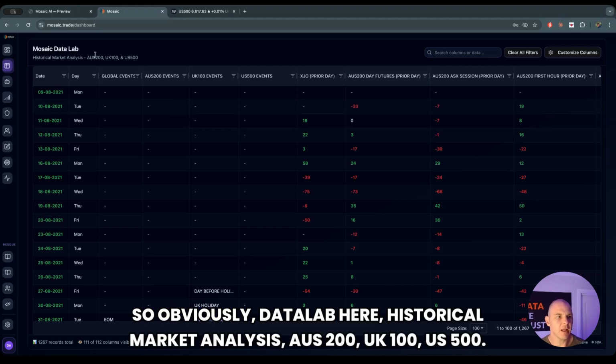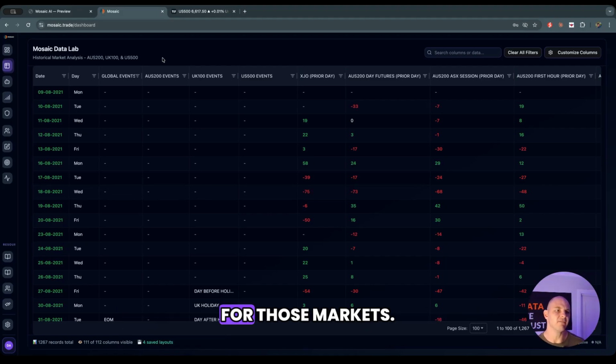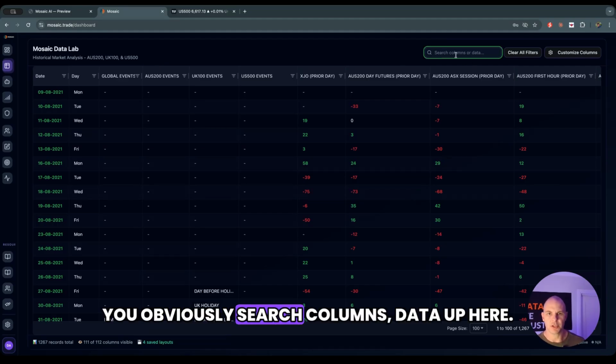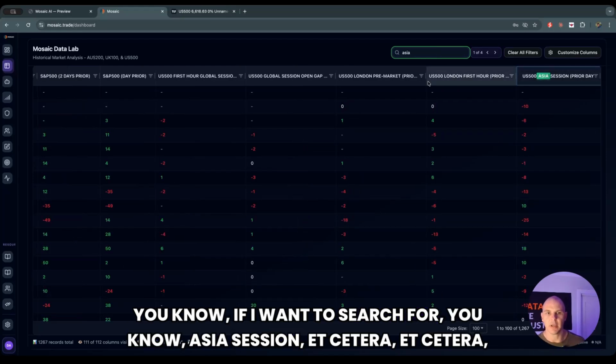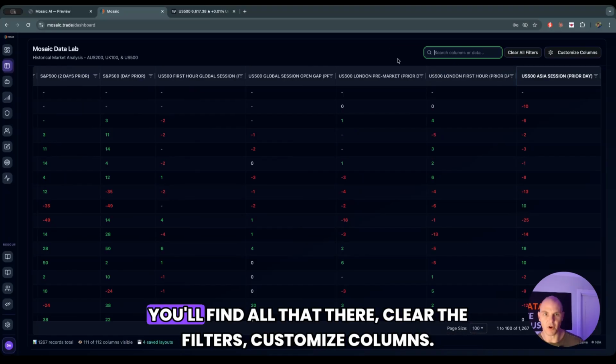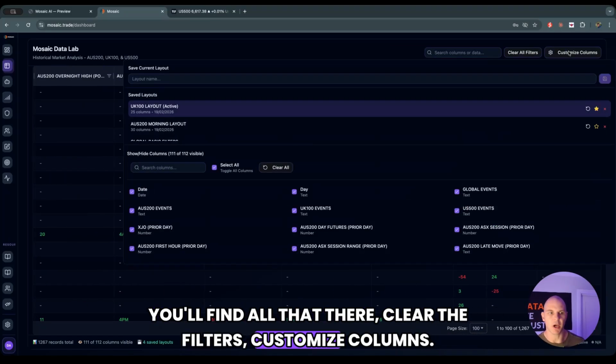So obviously data lab here, historical market analysis, Oz 200, UK 100, US 500. There's also Bitcoin and VIX, which for me personally, I use as more of an overlay for those markets. Can obviously search columns data up here. So, if I want to search for Asia session, etc., you'll find all that there. Clear the filters, customize columns.